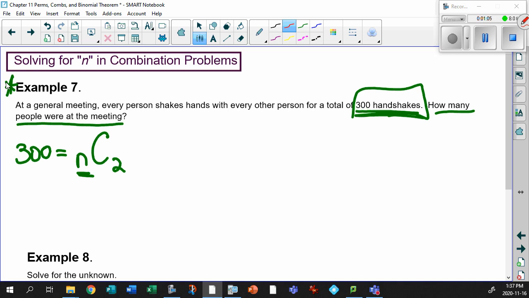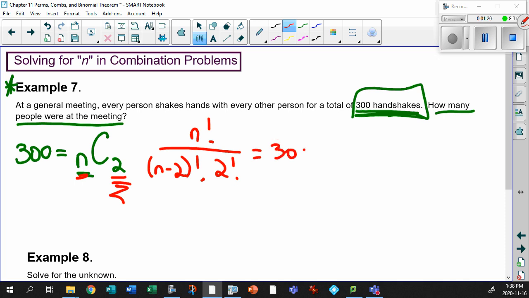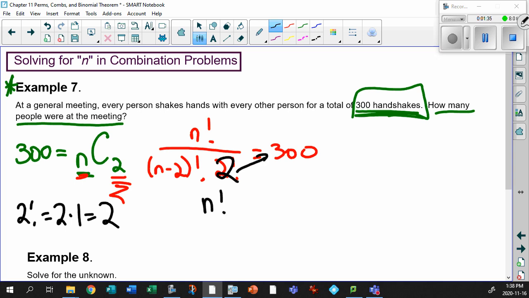Okay, back to the formula. This means N factorial over, what do we have here? Wouldn't that be N minus 2 factorial over 2 factorial here? That has to equal 300. Well, wait a second. 2 factorial? Seriously? 2 factorial is simple. That's 2 times 1. That just equals 2. All right? So that's just the same as saying 2. Well, let's do a little cross multiplication here. We then have N factorial over N minus 2 factorial equals 600, don't we?